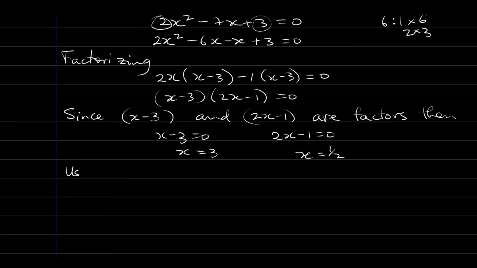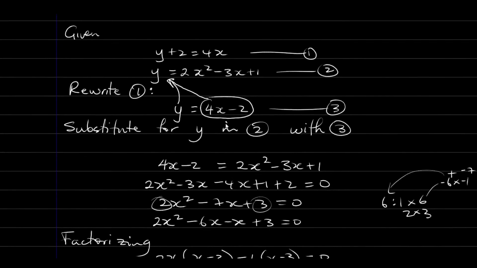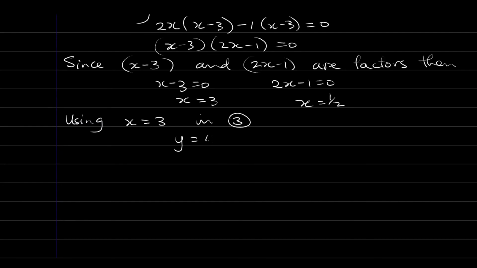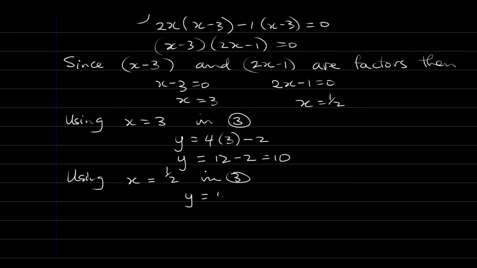And I can say using x equal to 3 in equation 3, I will get that y is equal to something. What was it again? 4x minus 2. So 4 into 3 minus 2, which is y equal 12 minus 2, which is 10. And then using x equal to a half in 3, I can see that y is equal to 4 into a half minus 2.